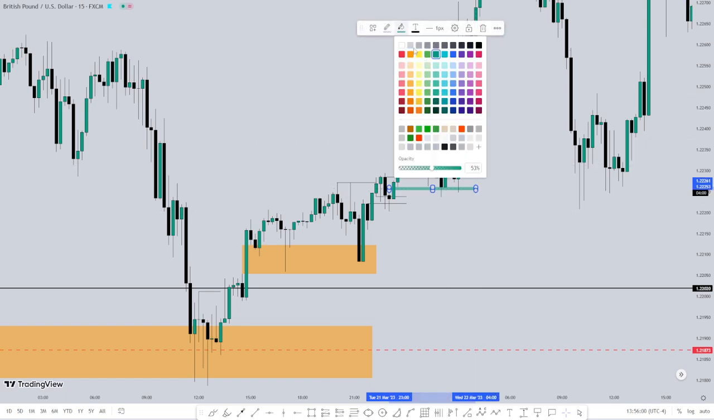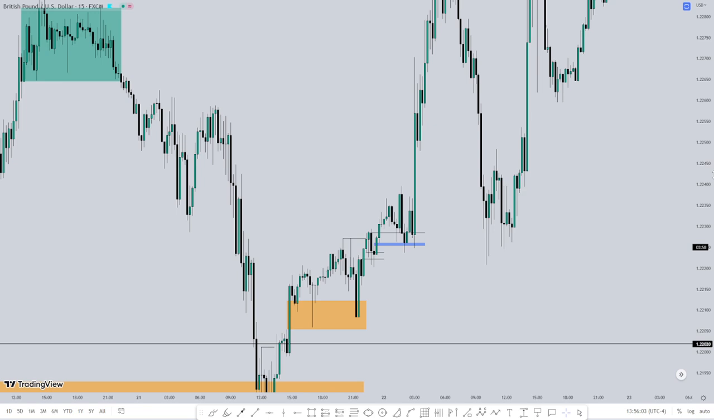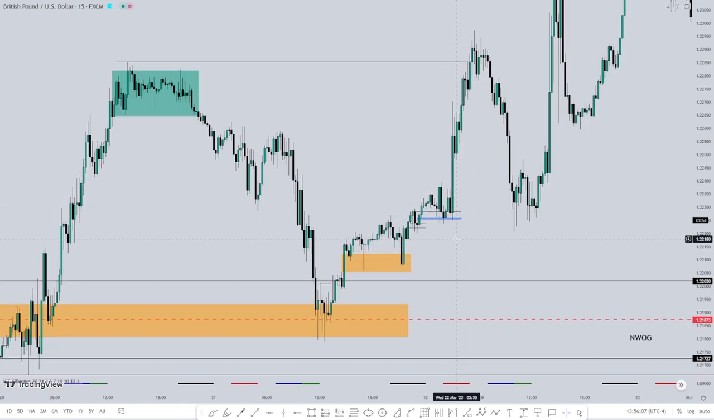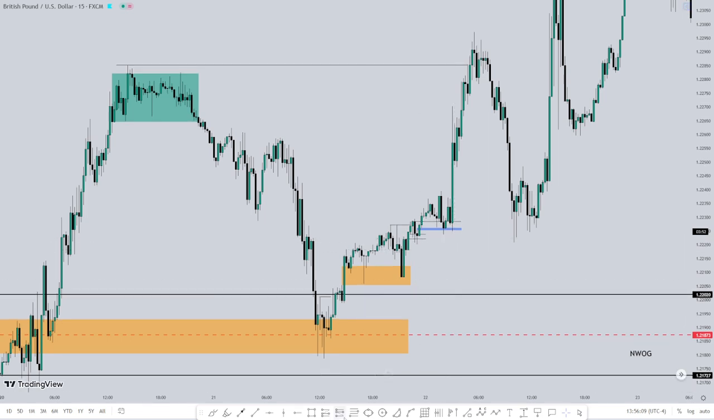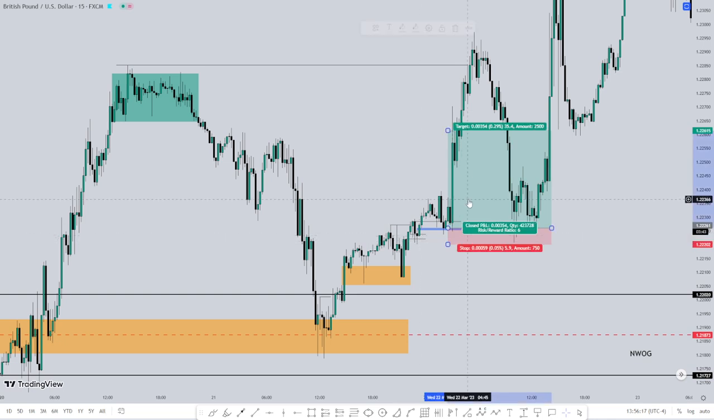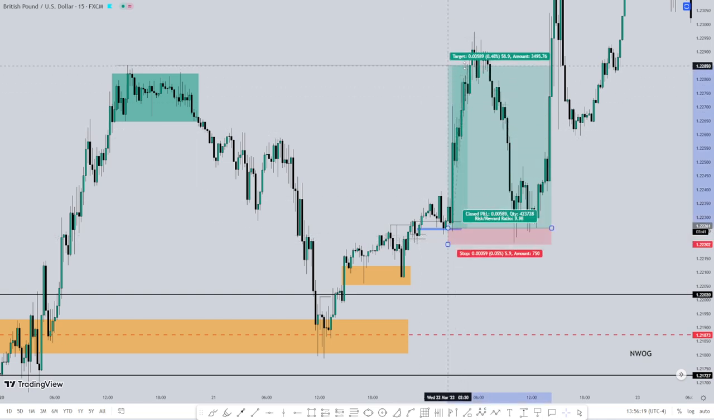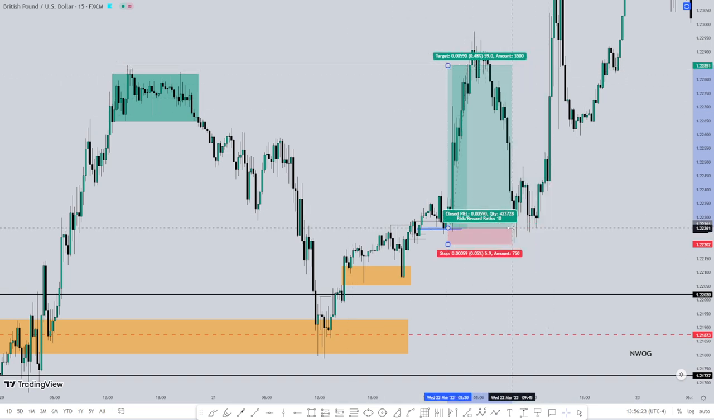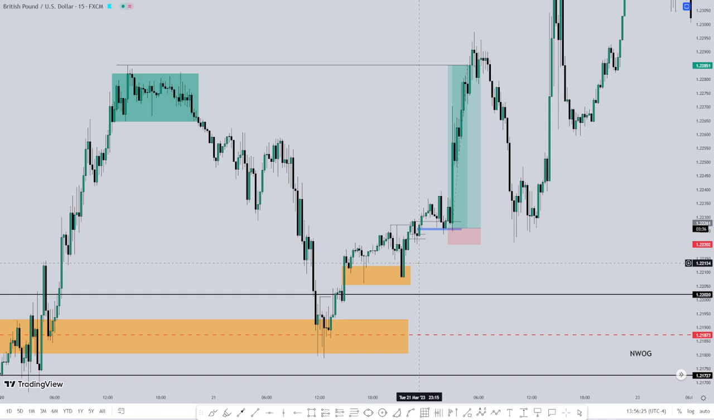So guys, just mark this out. You can see this is the London kill zone right here. You can take an easy trade right here and put your stop loss under the swing low, as you can see. Three candle formation here, and target the strong liquidity. So easy 60 pips guys right here, and see you in the next video.